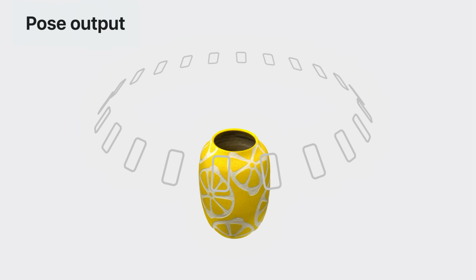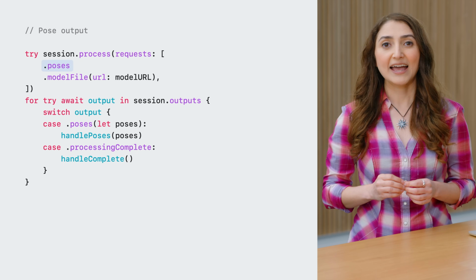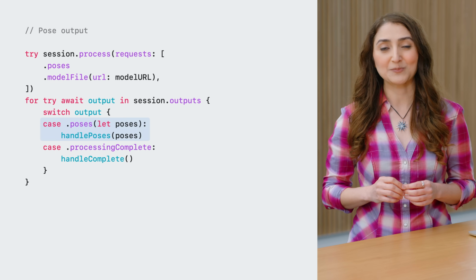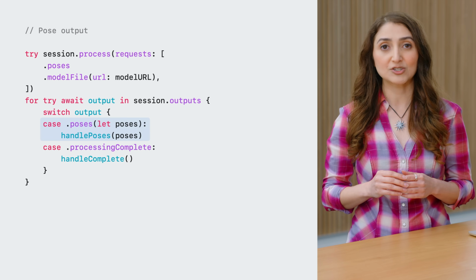We have improved the model quality and reconstruction speed on Mac. In addition to progress percent, we now provide an estimated reconstruction time. Let's look at two other additions in more detail: pose output and custom detail level. You can now request a high-quality pose for each image. Each pose includes the estimated position and orientation of the camera for that image based on our computer vision algorithms. To get the poses, add a poses request to the process function call. Then, handle the poses output when it arrives in the output messages stream. The poses will be returned early in the reconstruction process before the model is generated.